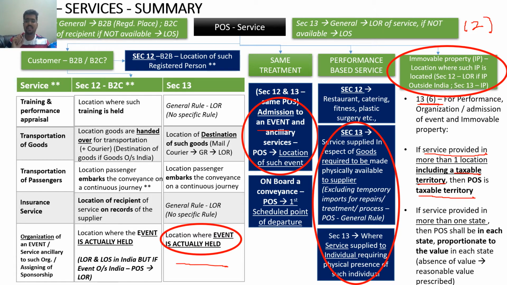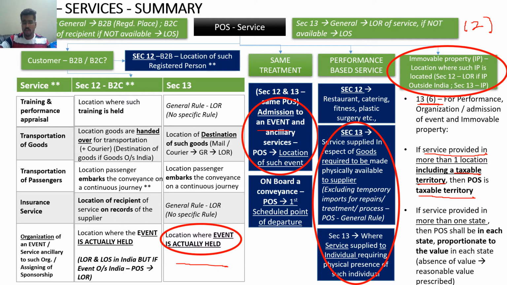Now this clarifies, that is section 13 subsection 6 clarifies, if you are dealing with any of these 4 services, organization or admission to an event, performance based service, immovable property, right? If these 4 services are dealt with and the place of supply is in 2 places, one place being a taxable territory, then it is deemed that the place of supply is in taxable territory, right? So you need not get confused, the place of supply will be deemed to be the taxable territory, right? So this is what section 13 subsection 6 says.